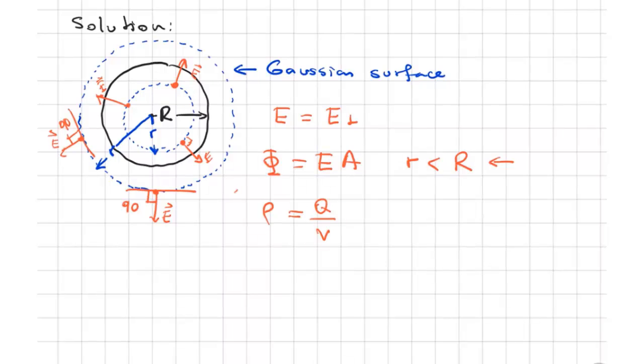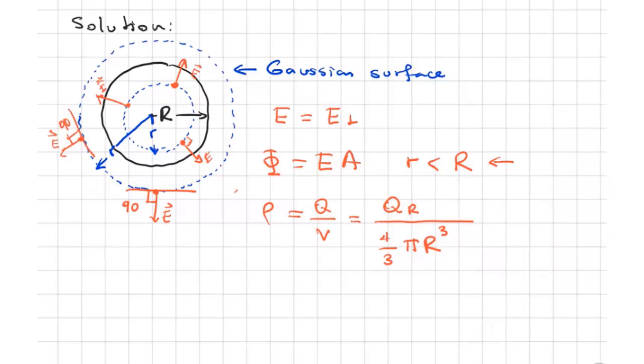Okay, so for the whole sphere, this charge density is going to be equal to Q divided by the volume of the sphere. But what is the volume of the sphere? It's 4/3 pi R cubed. Okay, this is the charge density for the whole sphere.